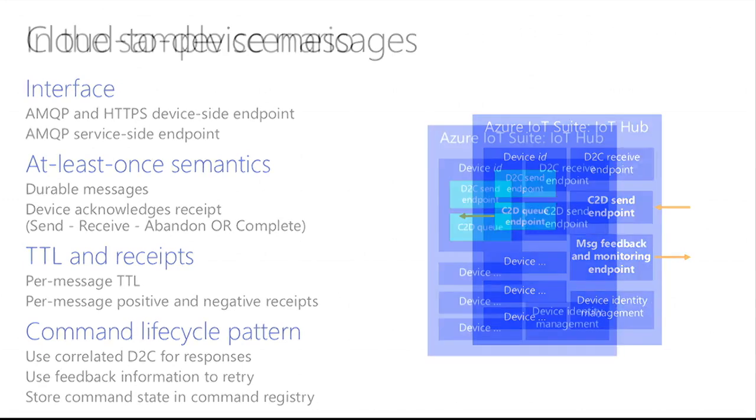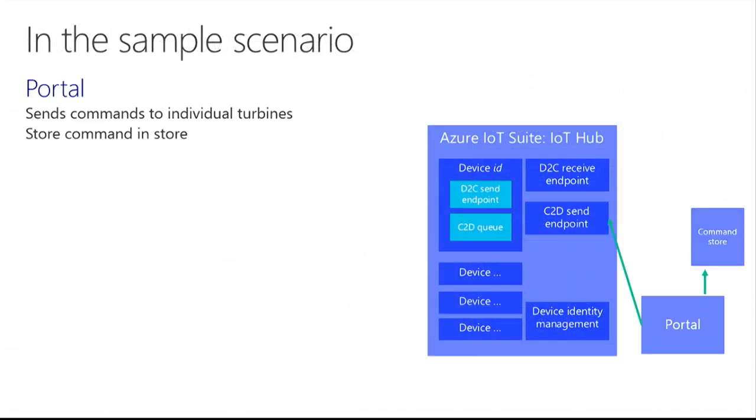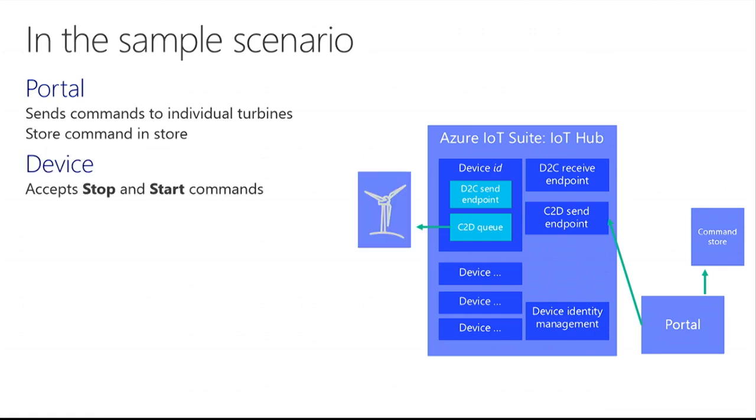In the sample scenario, the portal sends the command to an individual turbine through the cloud-to-device send endpoint, and it also stores the command in the command store. The device accepts the stop and start commands, and it can also reject commands that it is not aware of. This is very important in case you support multiple versions of your devices. Not all commands are going to be supported by every device.